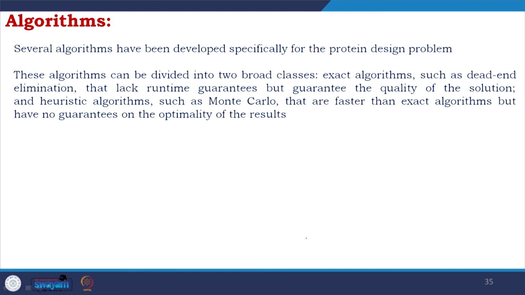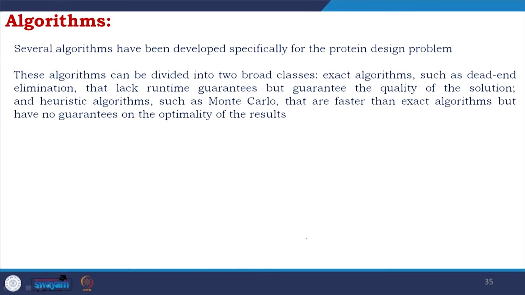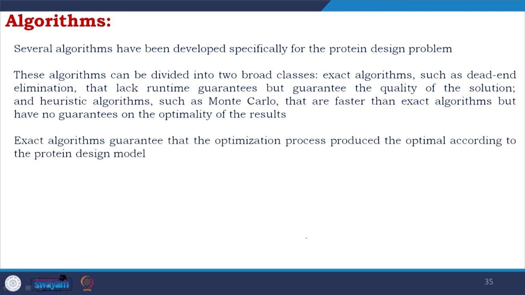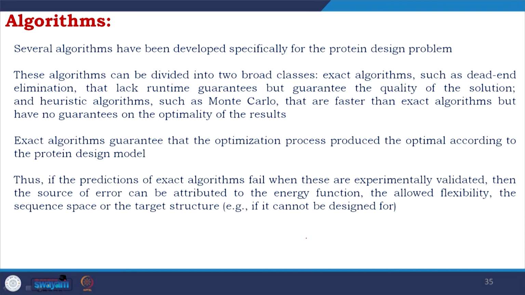So, 2 types of algorithms: exact algorithms take a lot of time but give you accurate results, and heuristic algorithms such as Monte Carlo are time saving but give no guarantee of optimization. Exact algorithms guarantee that the optimization process produces the optimal solution according to the protein design model. Thus, if the prediction of exact algorithms fails when experimentally validated, then the source of error can be attributed to the energy function, the allowed flexibility, the sequence space or the target structure.